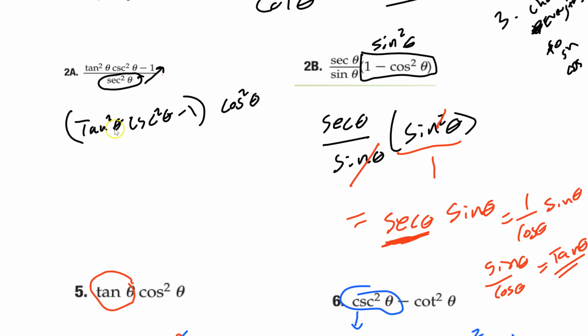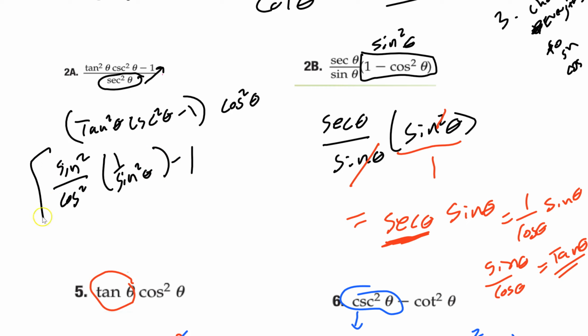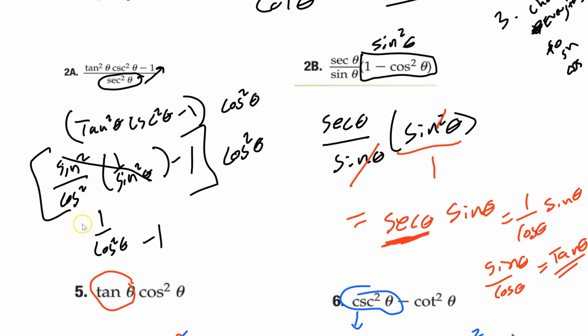Now let's see if I can do anything here. So tan is sine over cosine. Since it's squared, they're both squared. Cosecant is 1 over sine. Should put thetas on everything, honestly. Minus 1. Right, so this tan is sine over cosine. Cosecant is 1 over sine. Look what happens. Boom. 1 over cosine squared minus 1 times cosine squared.